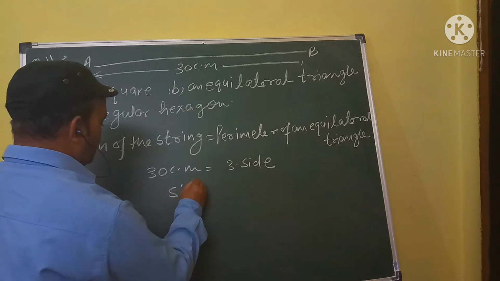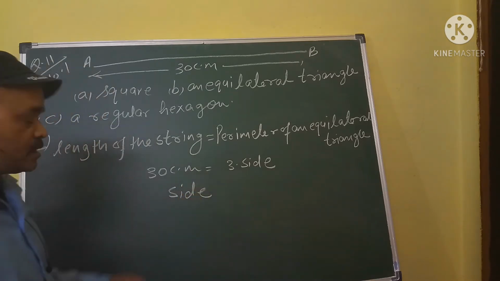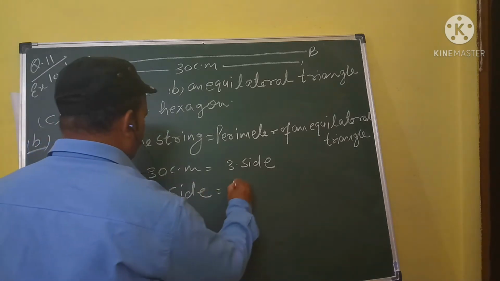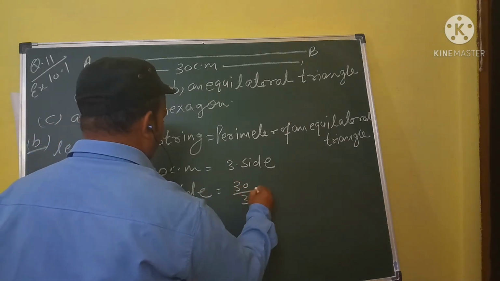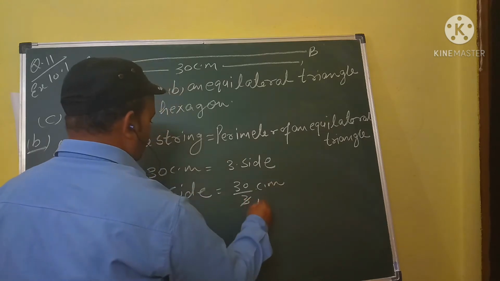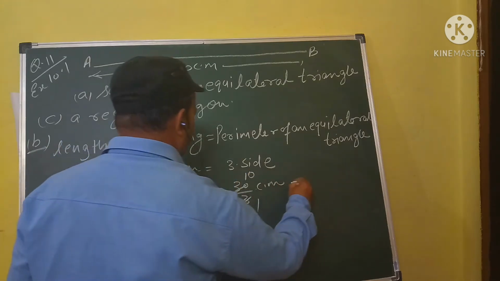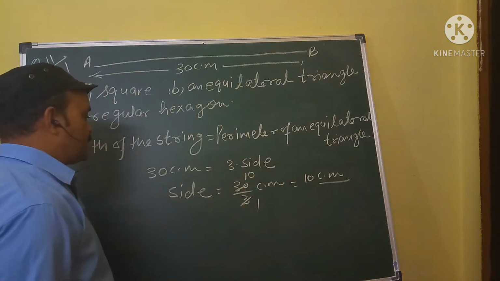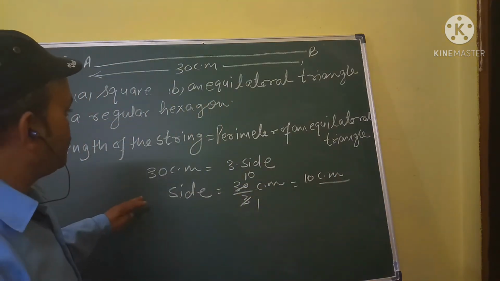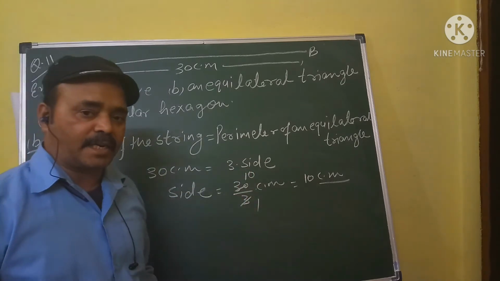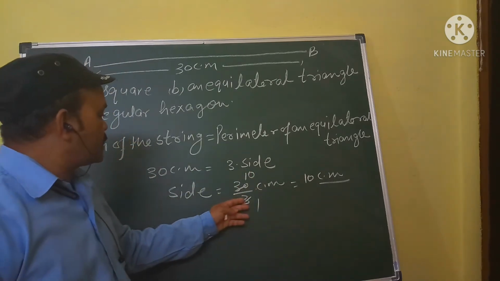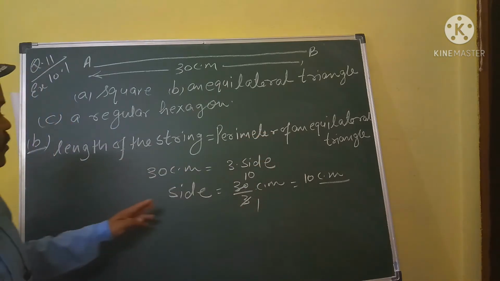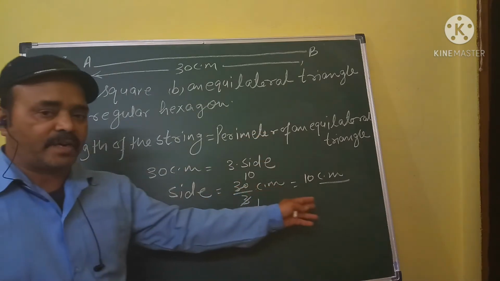Then each side of the equilateral triangle will be 30 upon 3 centimeter. 3 ones are 3, 3 tens are 30. It will give you 10 centimeter. 10 centimeter is each side of the equilateral triangle. Okay, this is your required answer for your required question.